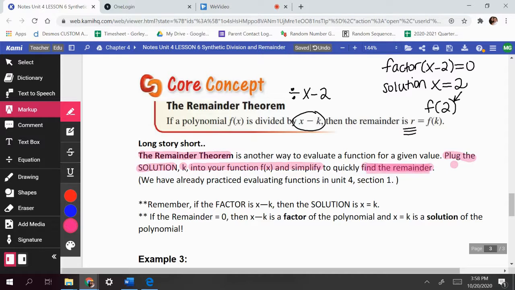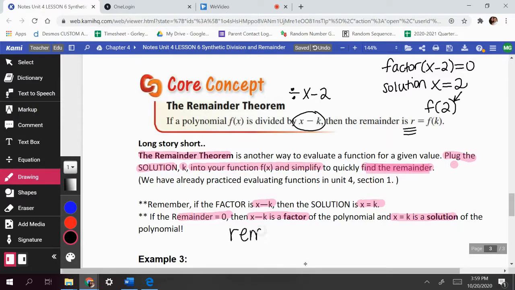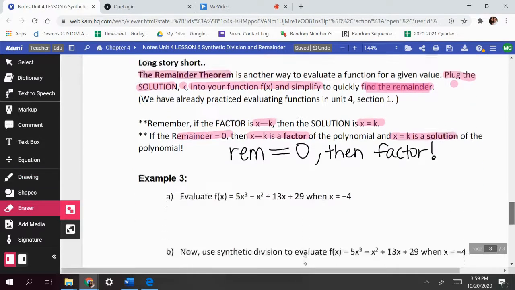Okay. It says we have already practiced evaluating functions in Unit 4, Section 1. Remember, if the factor is x minus k, then the solution is x equals k. Remember, if the remainder equals 0, then x minus k is a factor of the polynomial, and x equals k is a solution of the polynomial. Okay, so we're looking for a remainder of what for it to be a factor? We want the remainder to equal what? If the remainder equals 0, then it's a factor, okay? Or then x equals k is a solution. Okay, so pay close attention to what the remainder is.